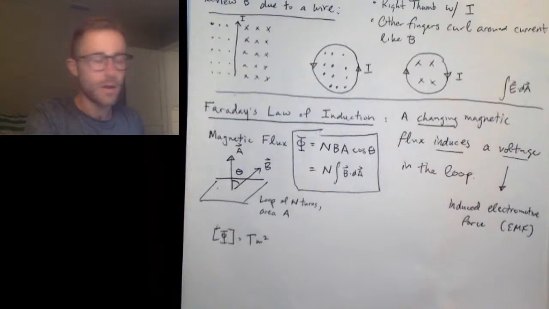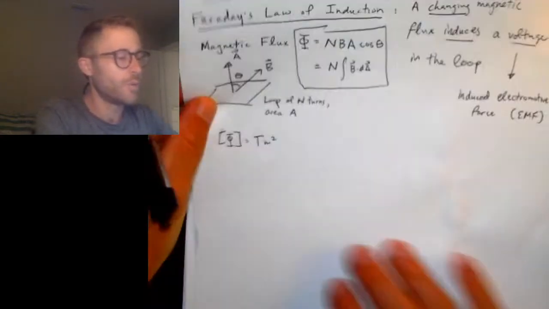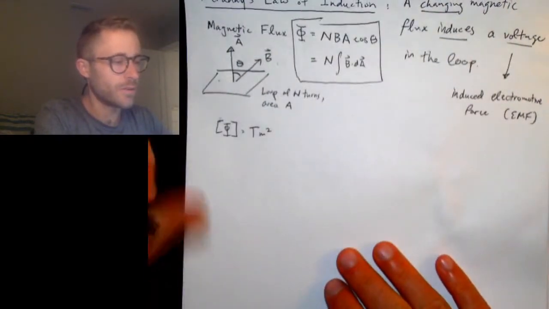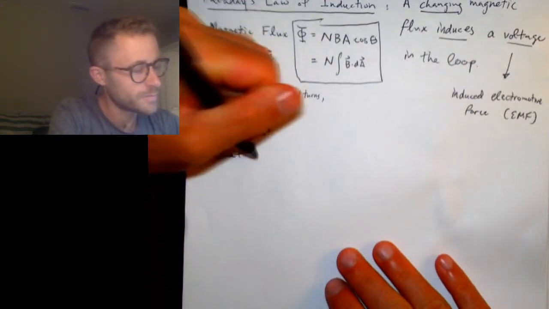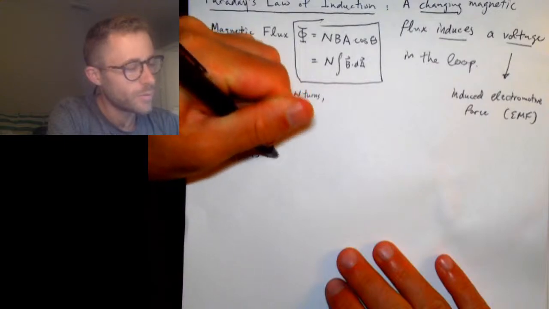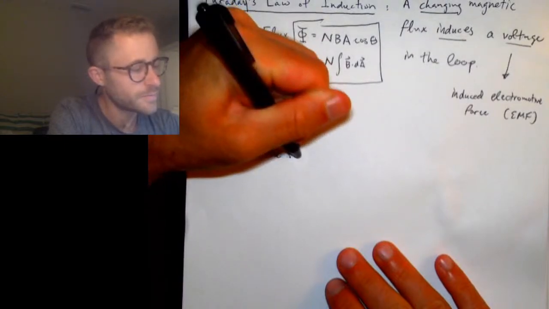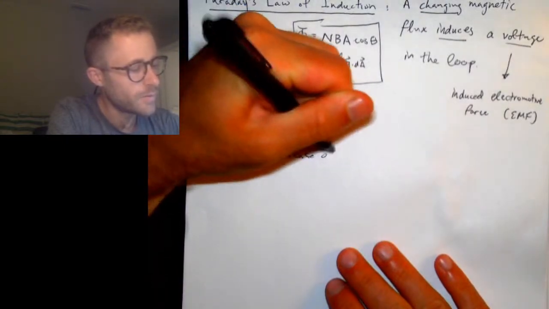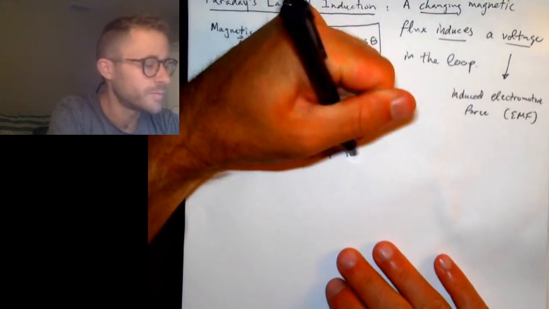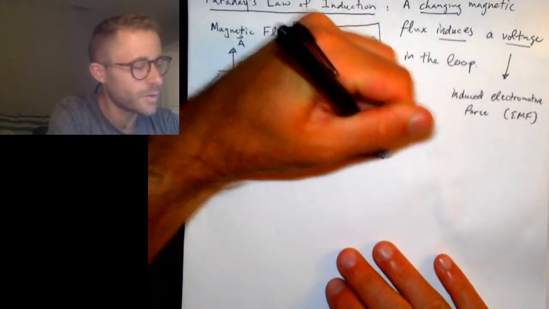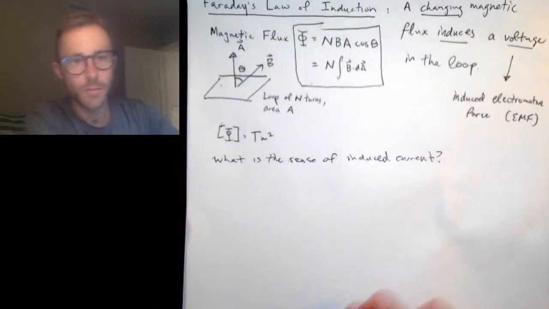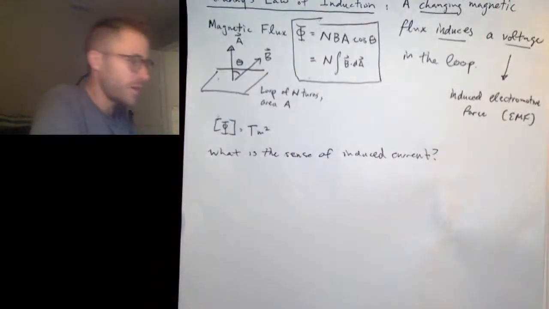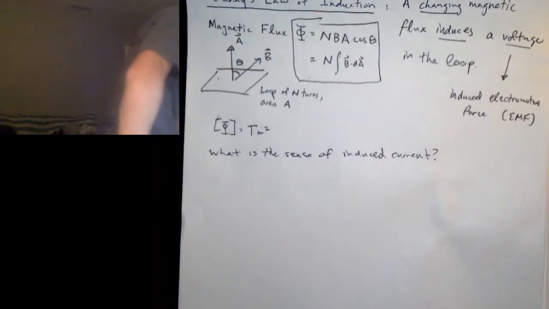So what I want to figure out is what is the direction, what is the sense of the induced current. And I'm going to go check because I hear the pot is boiling over.